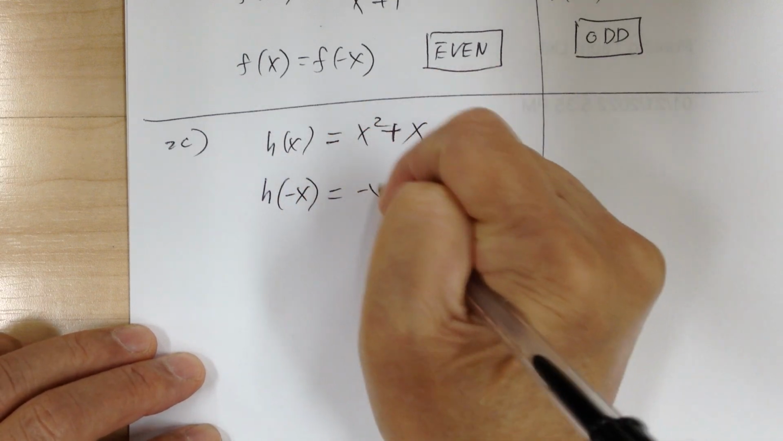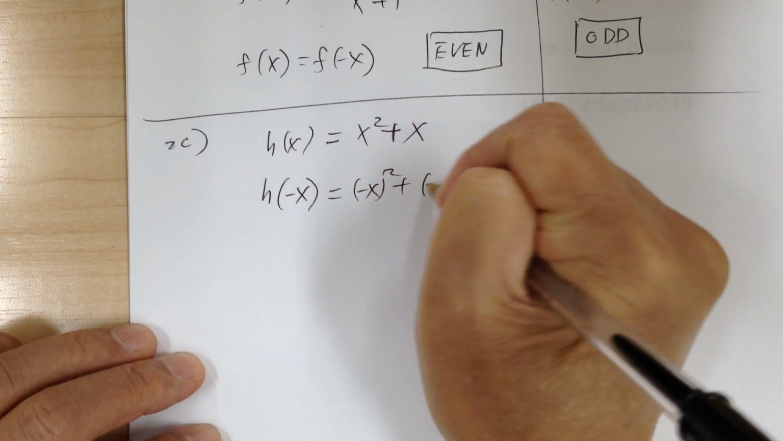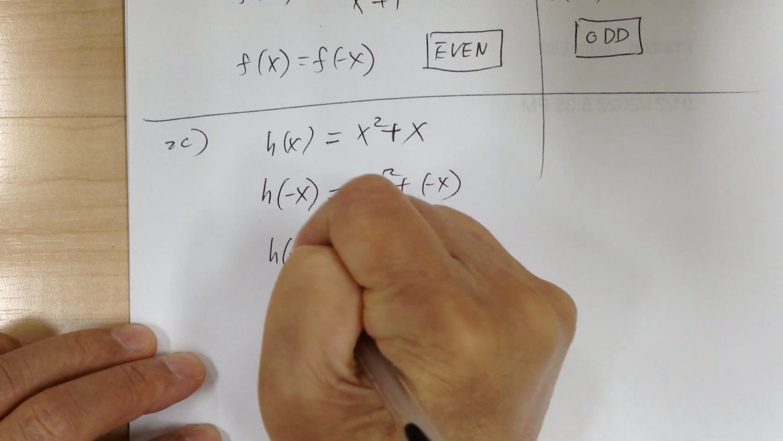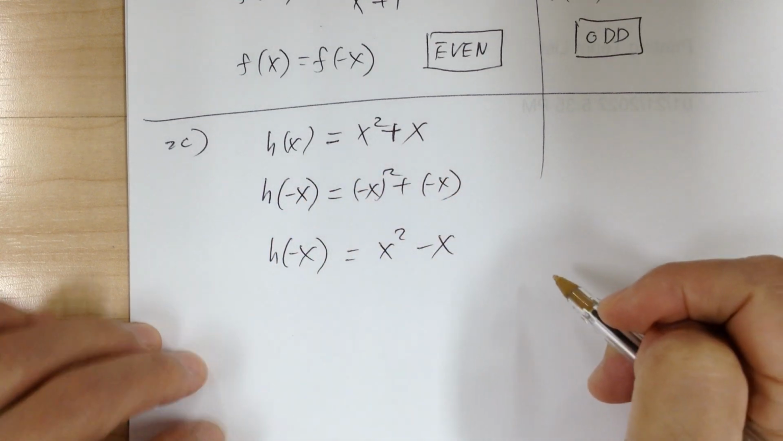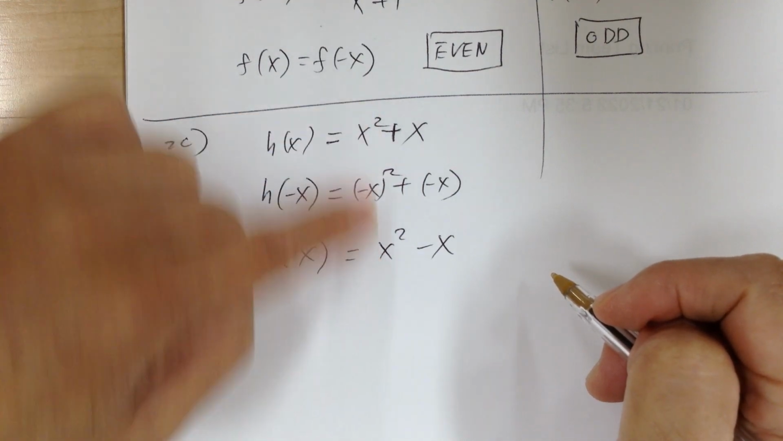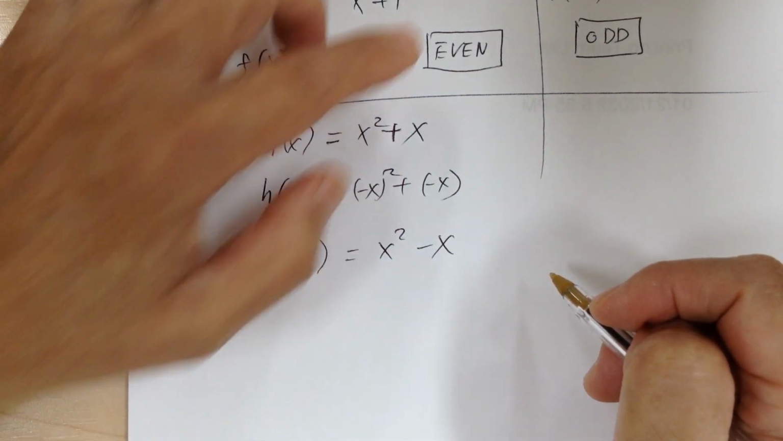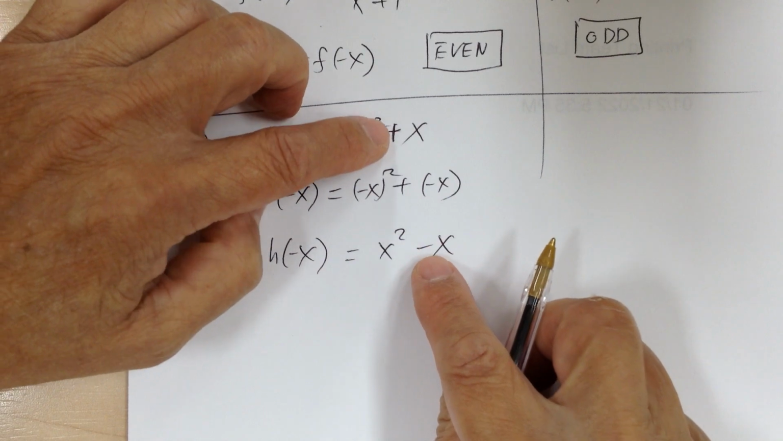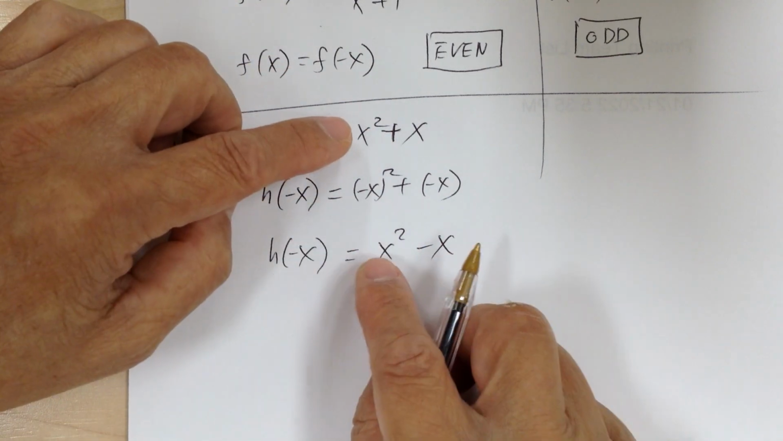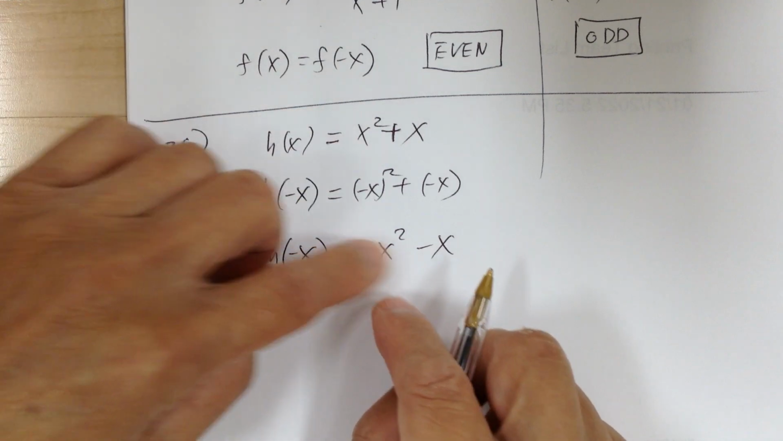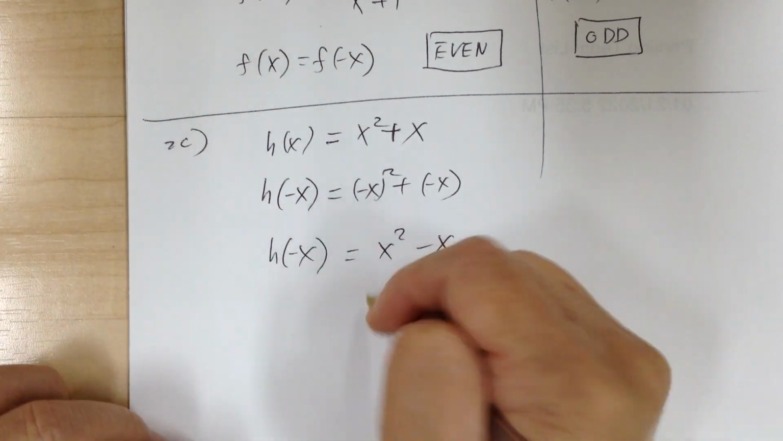So you substitute. h of negative x is equal to x squared minus x. So this is not exactly the same, right? In order to be even, they have to be exactly the same. So these are not the same. And these are not exactly opposite, because to be opposite, they have to be negative and negative. So again, this is neither.